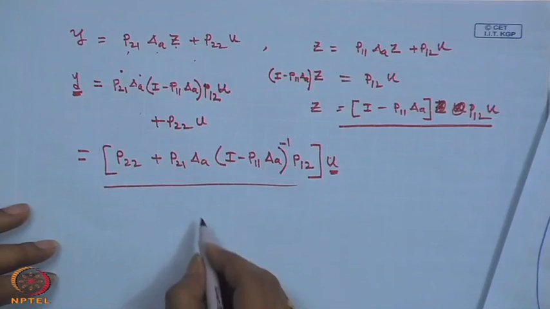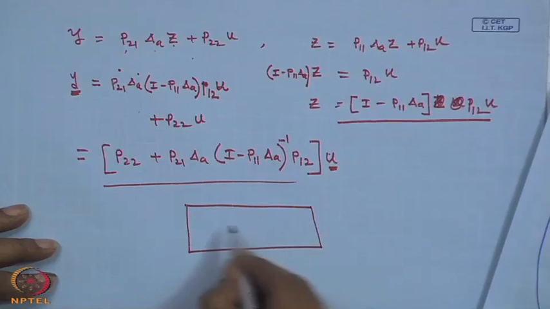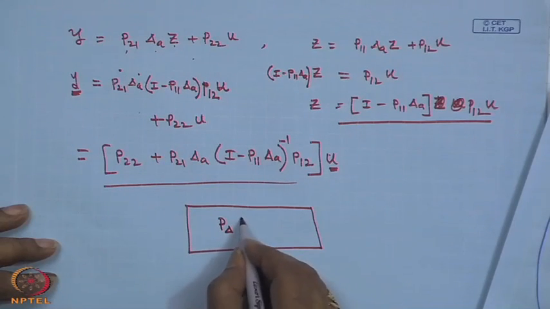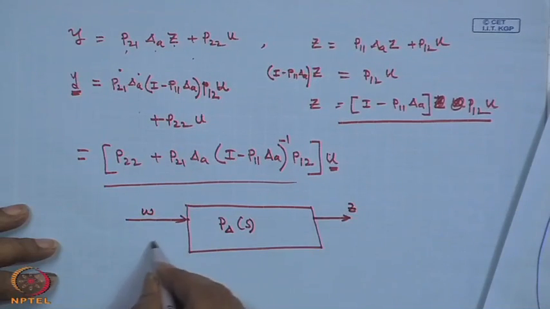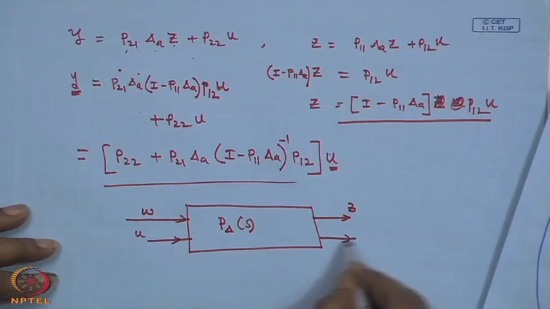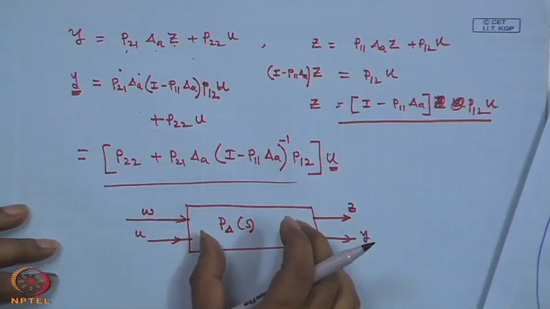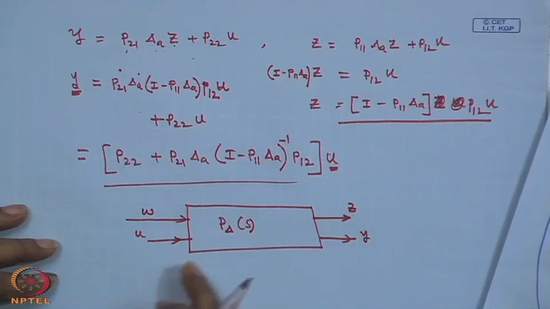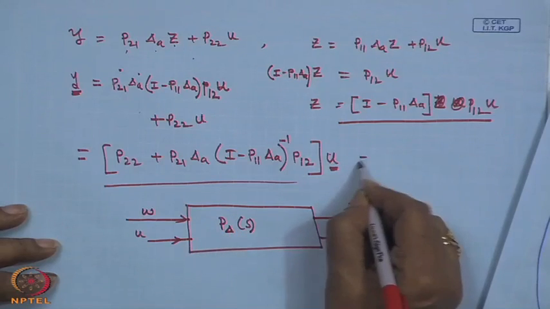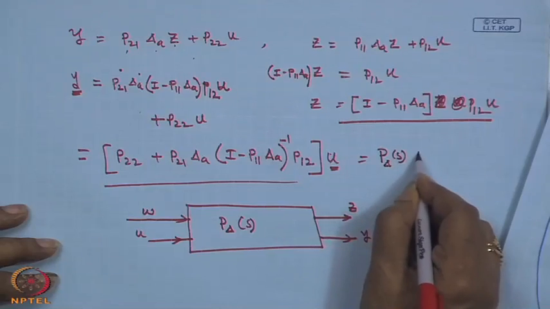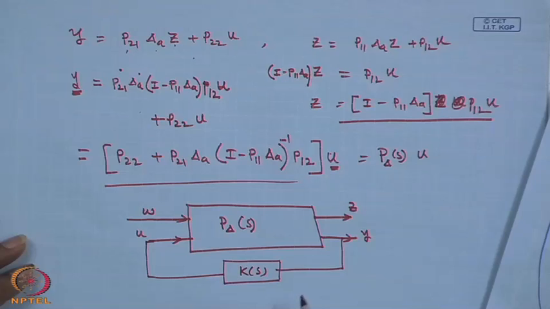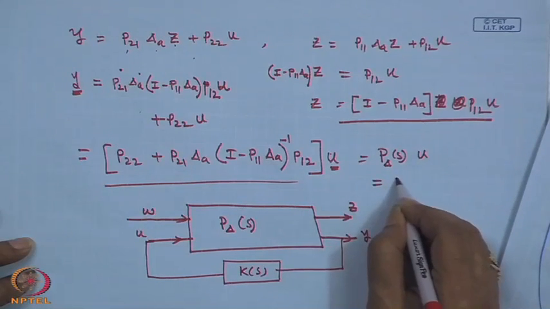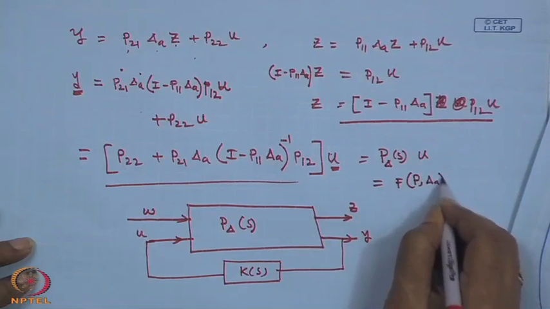So, this you can write now in block diagram form. If you see it, it is like this way: P delta of S, this is W, this is Z, this is our U and this is our Y. You see the upper block of the four block, the upper loop is merged and that is denoted by P delta A. So, this is nothing but P delta S U of this, and now this is the controller.